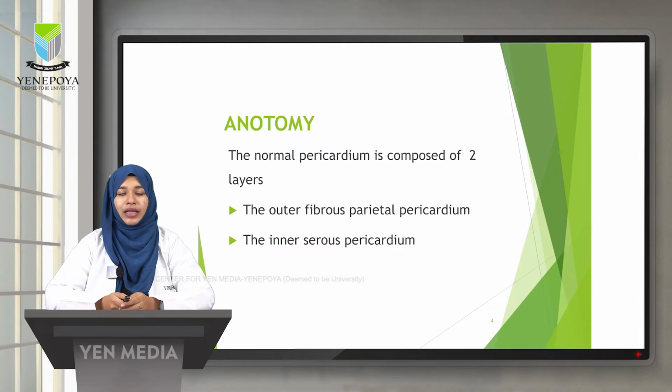So let's begin with the anatomy part. Normally, a pericardium is composed of two layers, the outer layer and the inner layer. The outer layer is the fibrous parietal pericardium and the inner layer is the serous pericardium.